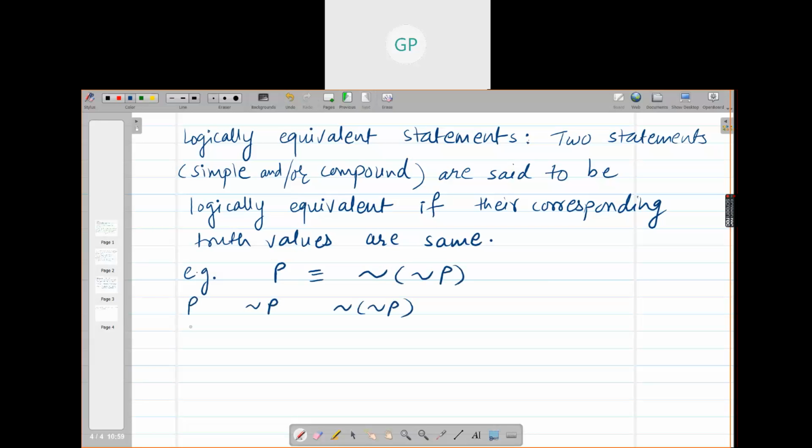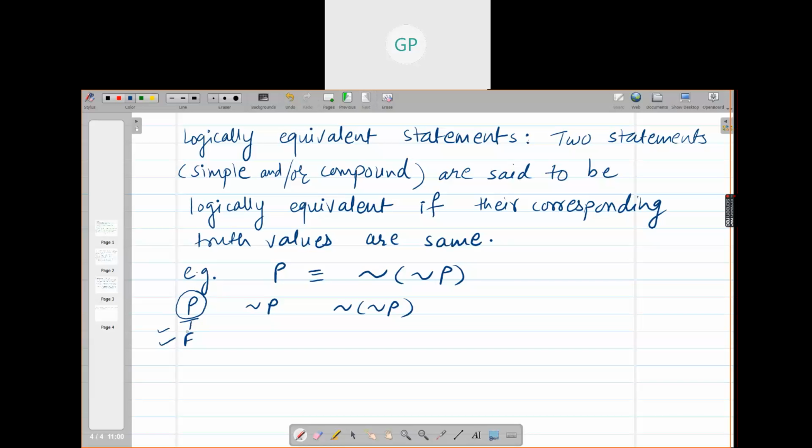So what are the possible truth values for P? No, no, no. I'm just talking about one statement, only single statement P. I am not talking about P and Q. P can be either true or false, right? So when you have one statement involved, you will have only two rows. Either the statement is true or it is false.